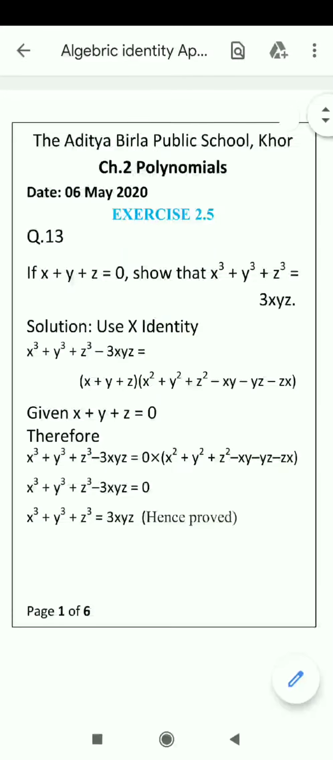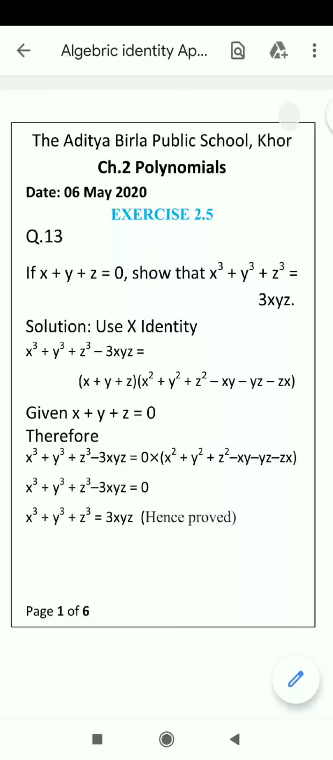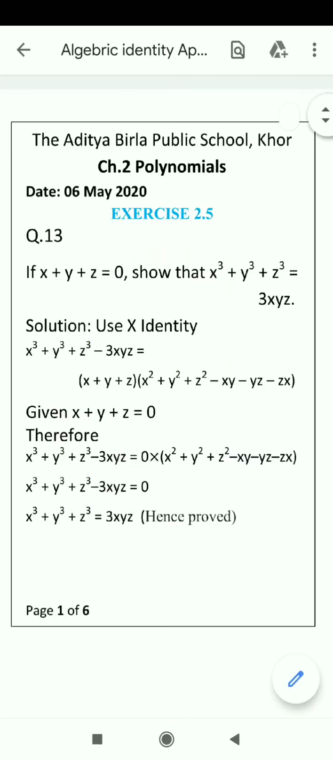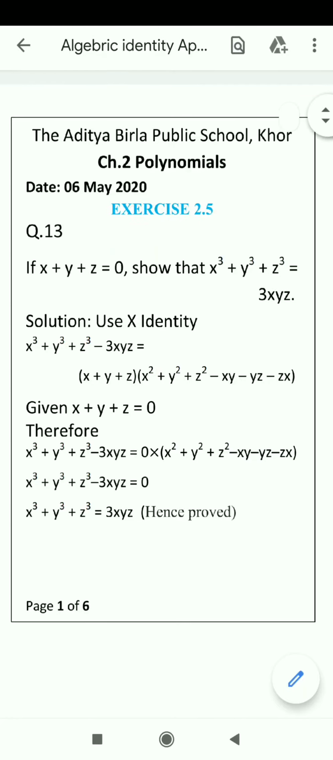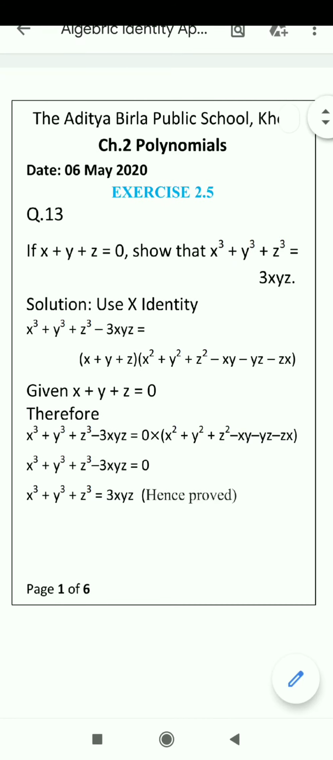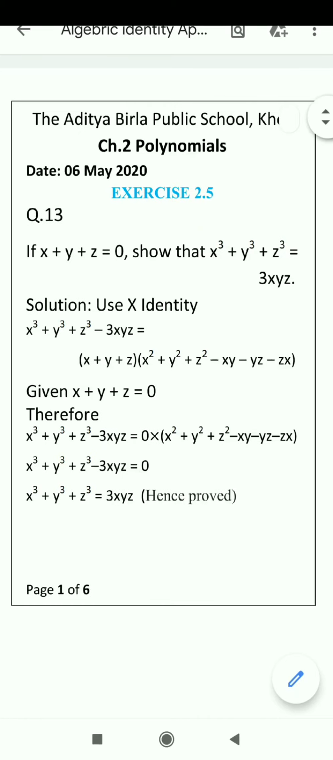We have to prove x cube plus y cube plus z cube equal to 3xyz. Solution: you know about the 10th identity, x cube plus y cube plus z cube minus 3xyz equal to x plus y plus z in the first bracket, and in the second bracket x square plus y square plus z square minus xy minus yz minus zx.